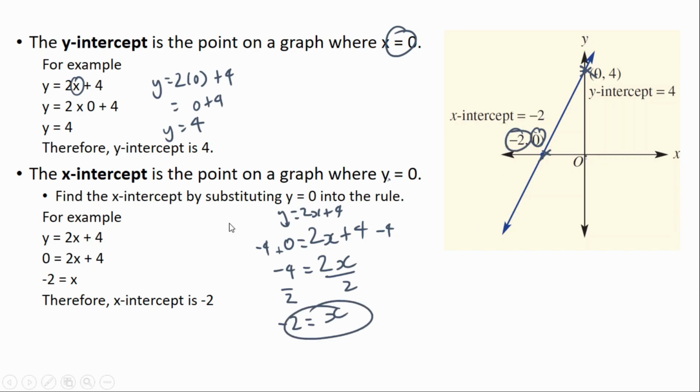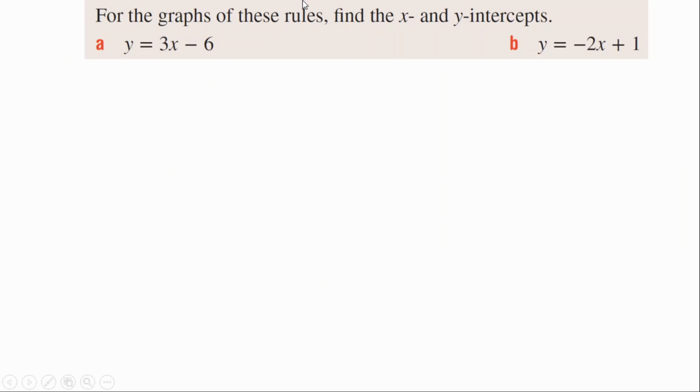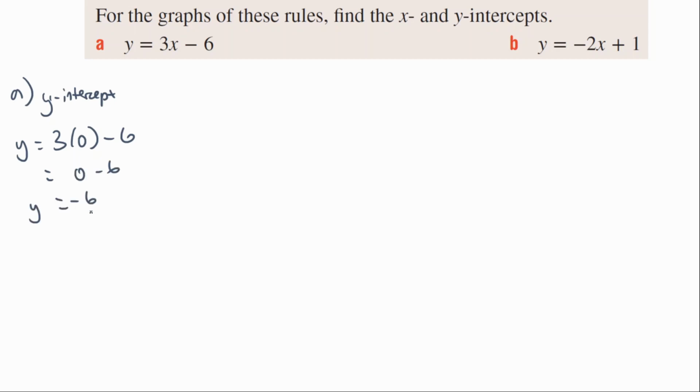Alright, let's have a go at a couple of questions now. So we have these equations here. We need to find both the x and y intercepts. So let's just start with the y-intercept, because that one's easier to find. The y-intercept is going to be when x equals 0. So y equals 3 times 0 minus 6. That will be 3 times 0, which is 0, minus 6. That gives me a y-intercept of negative 6.